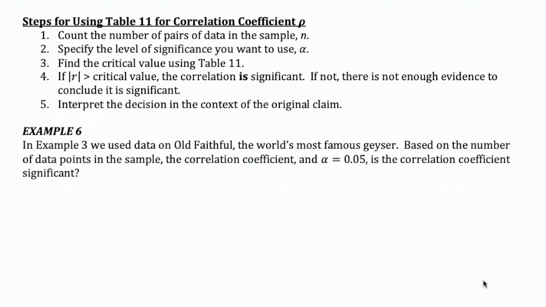Example 6 uses the data from Example 3 that we used on Old Faithful, the world's most famous geyser. So based on the number of data points in the sample, the correlation coefficient, and wanting a level of significance of 0.05, is our correlation coefficient significant? So first of all, you would have to go back to the original data set. And in the original data set, there were 25 pairs of data. And that's our value n. Our alpha, our level of significance that we're looking for, is 0.05. So the third thing we have to do is find our critical value using Table 11.